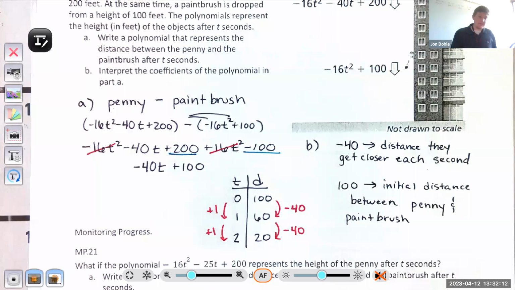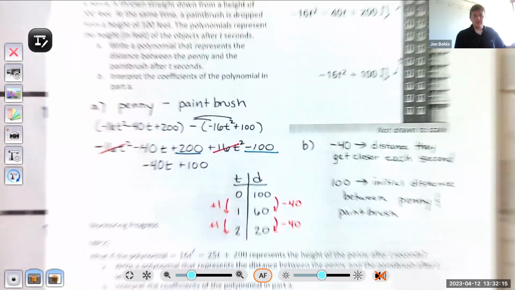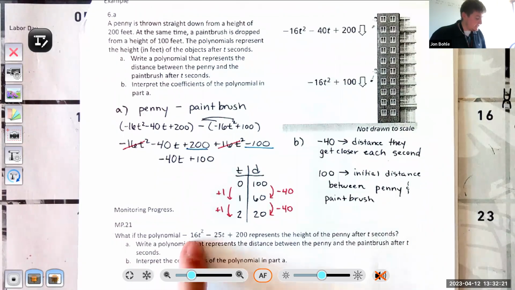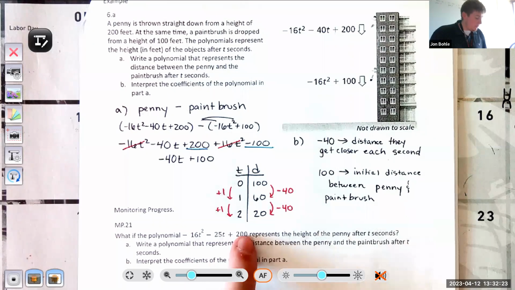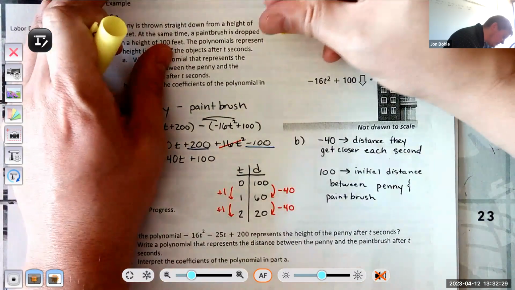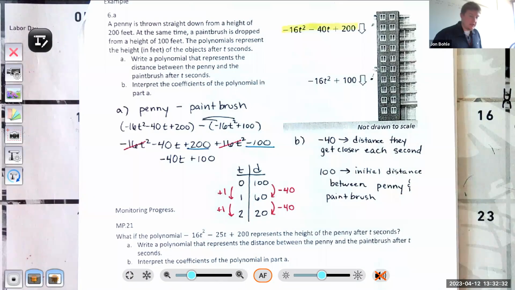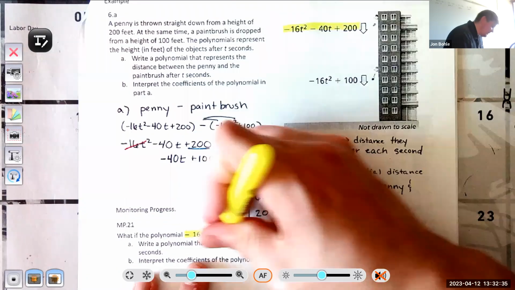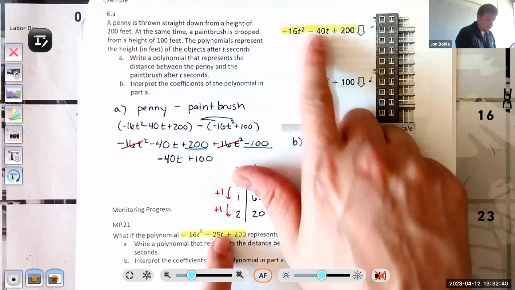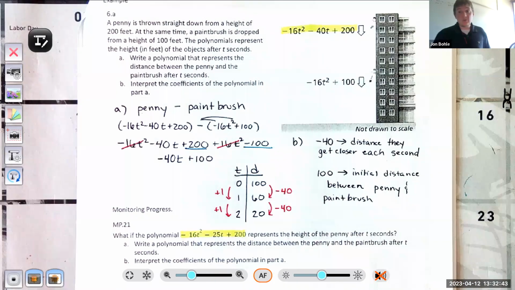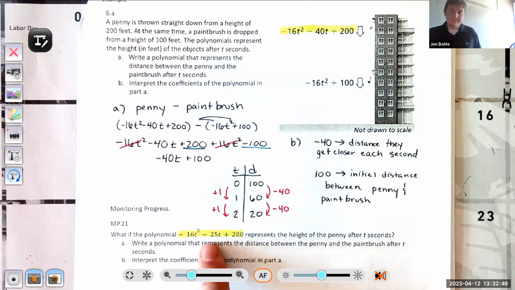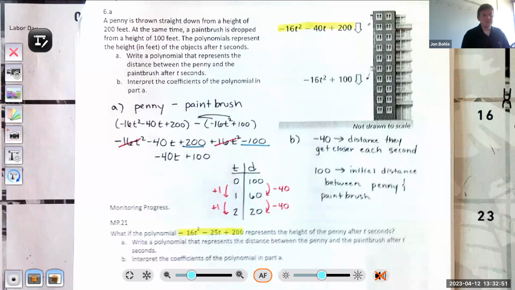Okay, now in monitoring progress number 21, what they're asking you to do is the exact same thing. The only difference is it says, what if the polynomial negative 16t squared minus 25t plus 200 represents the height of the penny after t seconds? All it's saying is instead of this expression representing the penny, use this one now. Otherwise, everything is the same. Now, a hint of advice here, negative 25t is going to be that initial velocity of them throwing it. So this one's being thrown, but not as hard as the other one. Otherwise you're doing the exact same thing.